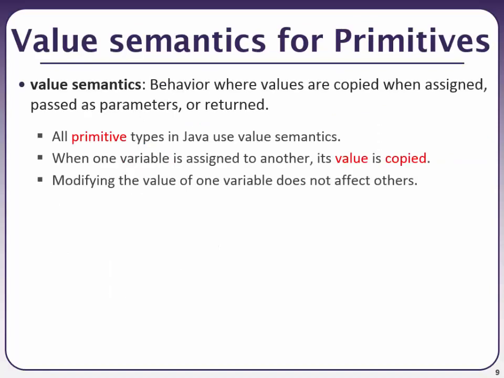Well, we call that value semantics for primitive data types. So what does that mean? Semantics means meaning, right? So that means that when you assign a variable of a primitive Java data type to another variable of the same data type, you are actually making a copy of the value that is in that primitive data type variable. All primitive data types in Java use value semantics. So that means that every time you assign, you copy the value.